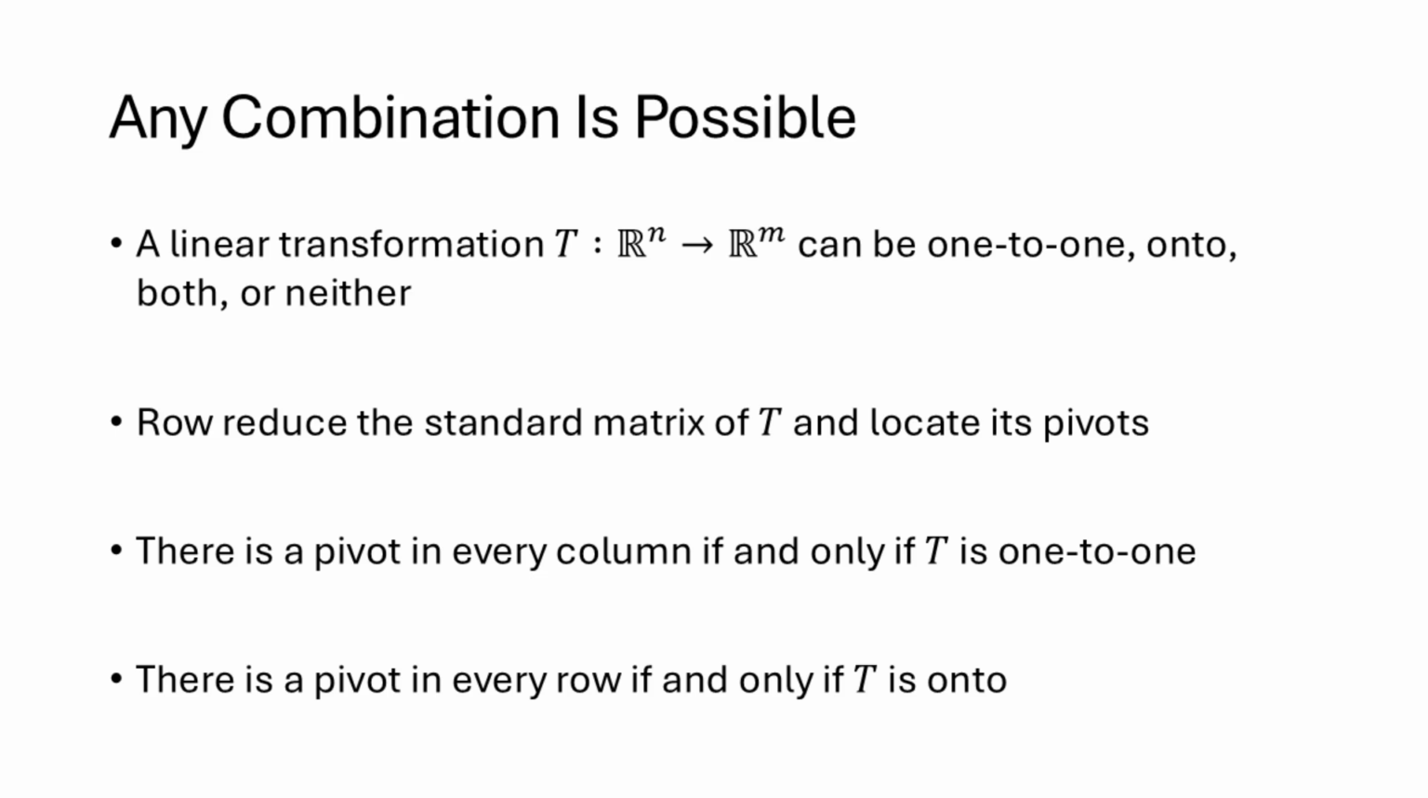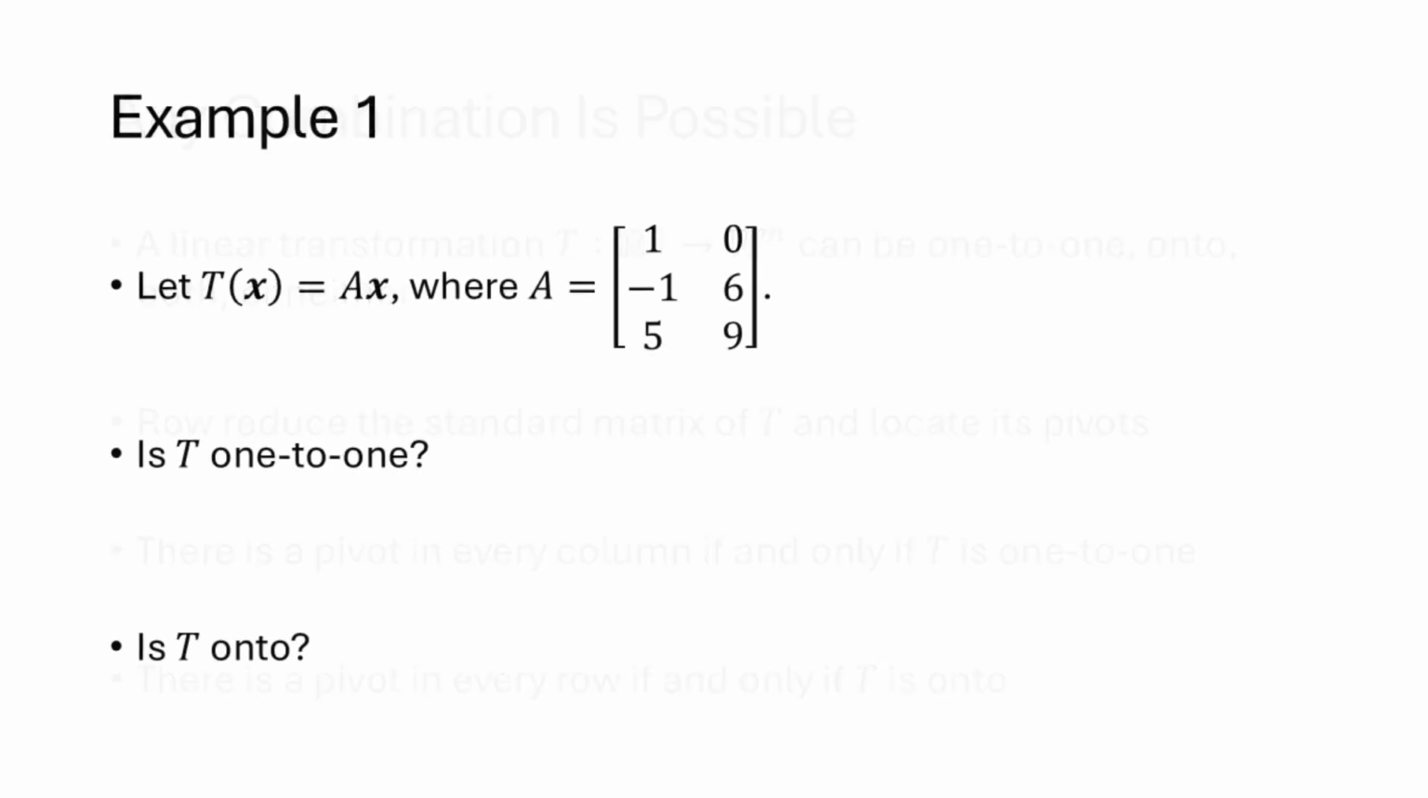And there's a pivot in every row if and only if T is onto. That's one of the things that the spanning columns theorem tells us. Let's work through some examples. In this case, we're given a transformation T(x) = Ax, where A is this 3x2 matrix, and we're asked whether T is one-to-one or onto.